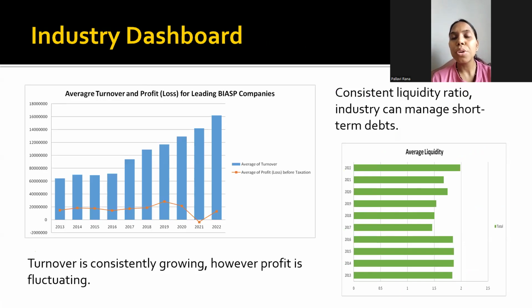There's an industry dashboard I have shown in the same slide, and there are two figures. If I talk about the first figure, that is giving an idea about the turnover consistently growing, however the profit is fluctuating. On the second figure, you can see the liquidity ratio and how the industry is managing their debt. So if I talk about the same slide, the turnover and the profit before taxation are important factors because they clearly showcase the financial performance of the industry.